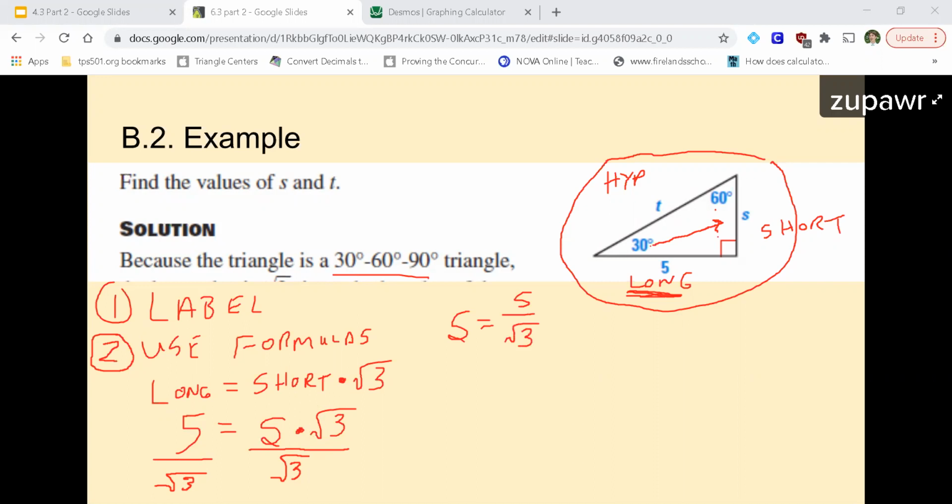Now, I do not like that answer or the format of that answer. So I would allow you to do either of two things. One is in your calculator, go ahead and actually do that. 5 divided by the square root of 3 is 2.887. I would accept that as an answer. Or your other option is to simplify.